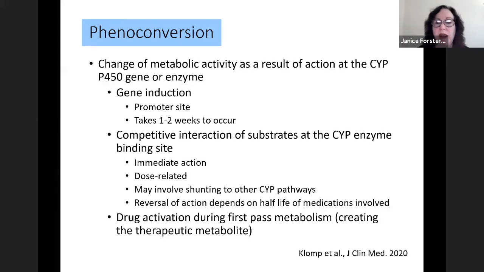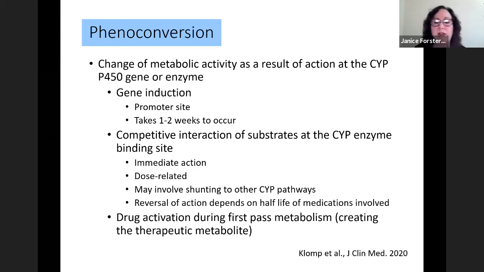There is also competitive interaction of substrates at the level of the enzyme binding site. This effect is immediate, it is dose related, and it may involve shunting to other cytochrome pathways because many substrates are involved with other cytochromes, and so you can shift the metabolism to another pathway. Reversal of action depends on the half-life of the medications involved. And just to use an example of fluoxetine, which is Prozac, and cannabis, both of these have a relatively long half-life. And so if you have a drug interaction between the 2 of them, which is often, decreasing one of them will take a while for the effect to dissipate.